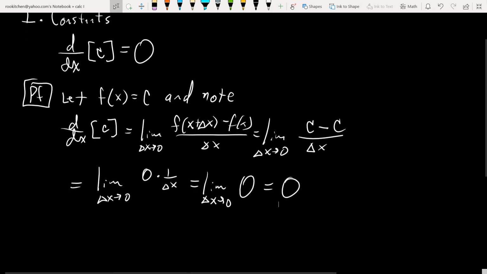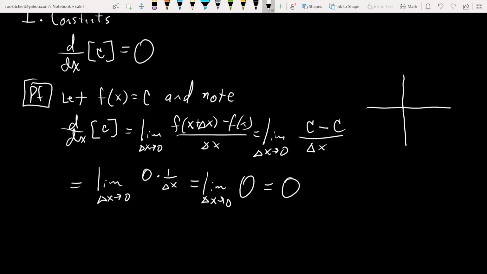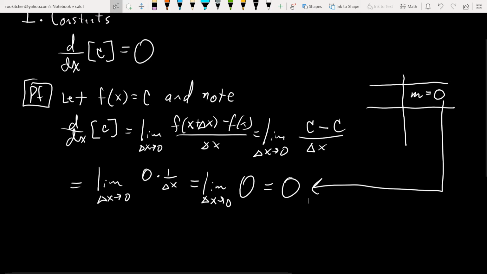There are other ways to get some intuition about how these things work. The line f of x equals c is just a horizontal line. And what are we talking about here? We're talking about slope. The derivative tells you the slope of the curve at any point. So here you can see the slope of this curve at any point is 0. Hopefully that gives you a bit of intuition.